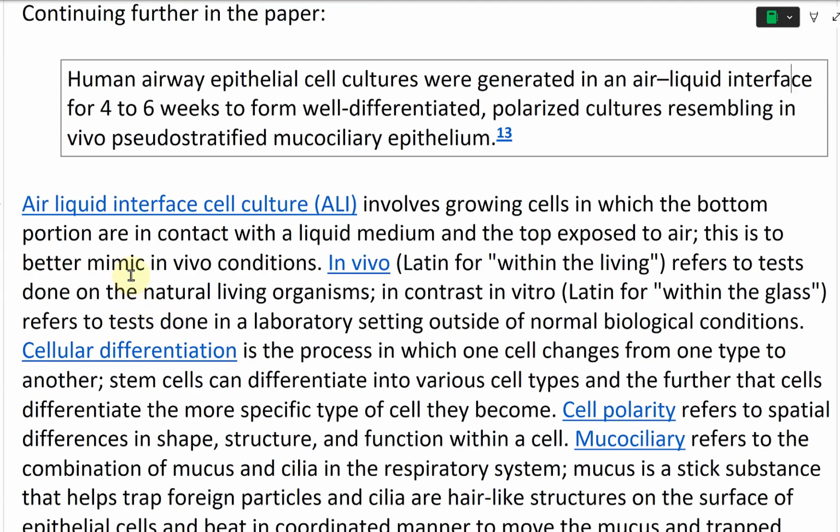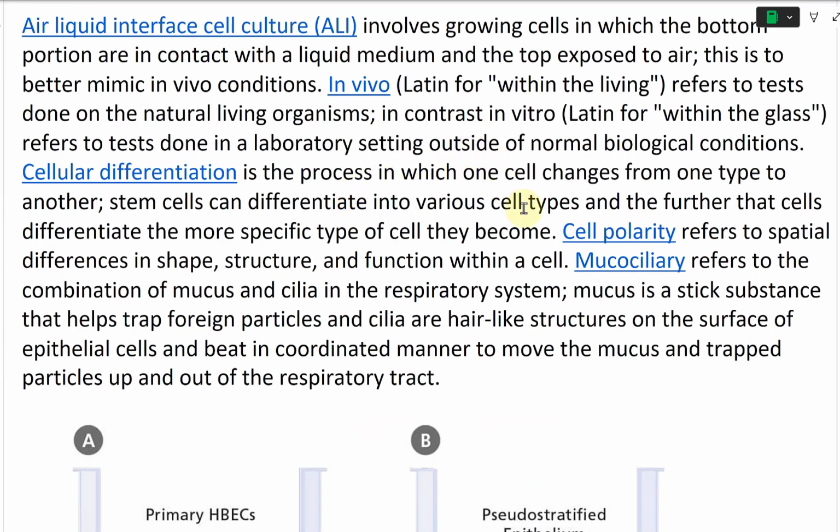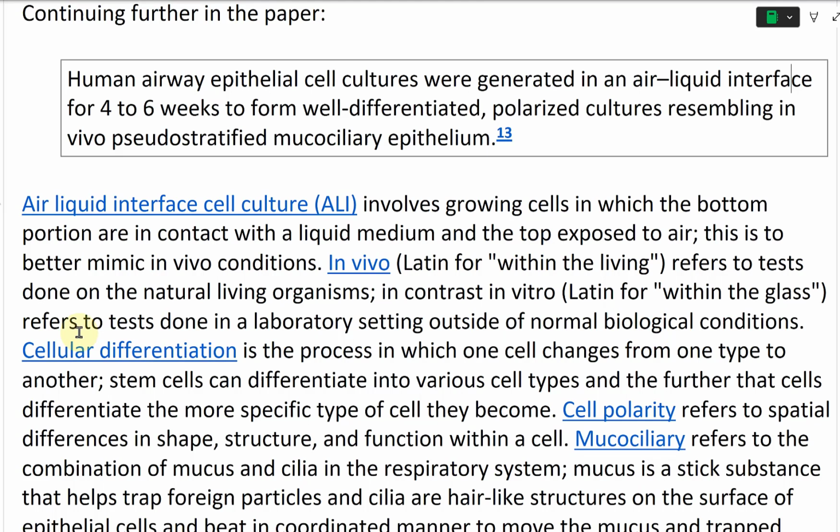And this is to better mimic in vivo conditions. In vivo is Latin, or derived from the words that mean "within the living," and refers to tests done on natural living organisms. In contrast, in vitro, Latin for "within the glass," refers to tests done in a laboratory setting outside of normal biological conditions.